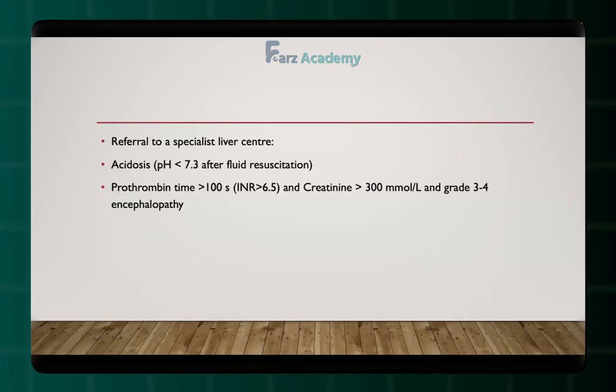You may also have to refer to a specialist center. Start early discussions with the liver center, especially if there is acidosis, that is pH of less than 7.3 after fluid resuscitation, prothrombin time of greater than 100 seconds or INR greater than 6.5, creatinine more than 300 micromoles per liter, and grade 3 or 4 encephalopathy. If these features are present, it means the patient meets criteria for liver transplantation. So you have to speak to a specialist liver center.